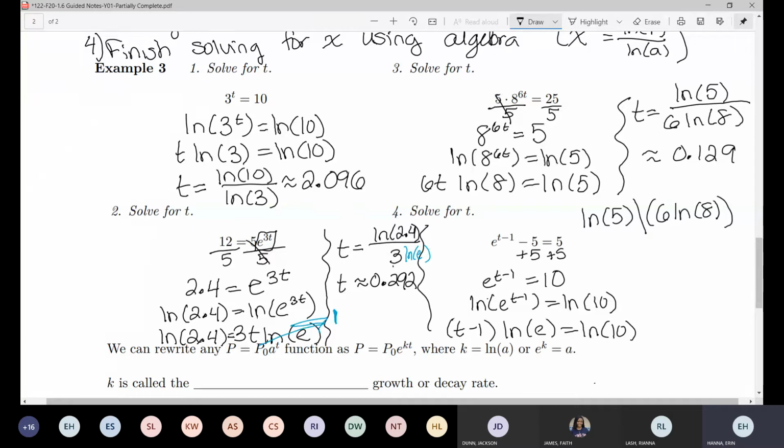Well, actually, you could just divide both sides by it. Any algebraic way you could deal with that, you could. But you might not deal with it correctly if you don't have the parentheses around the t minus 1. But natural log of e is 1, so I'm just going to drop it. So we essentially have t minus 1 equals the natural log of 10. So t equals the natural log of 10 plus 1, which is 3.3. Questions, concerns?